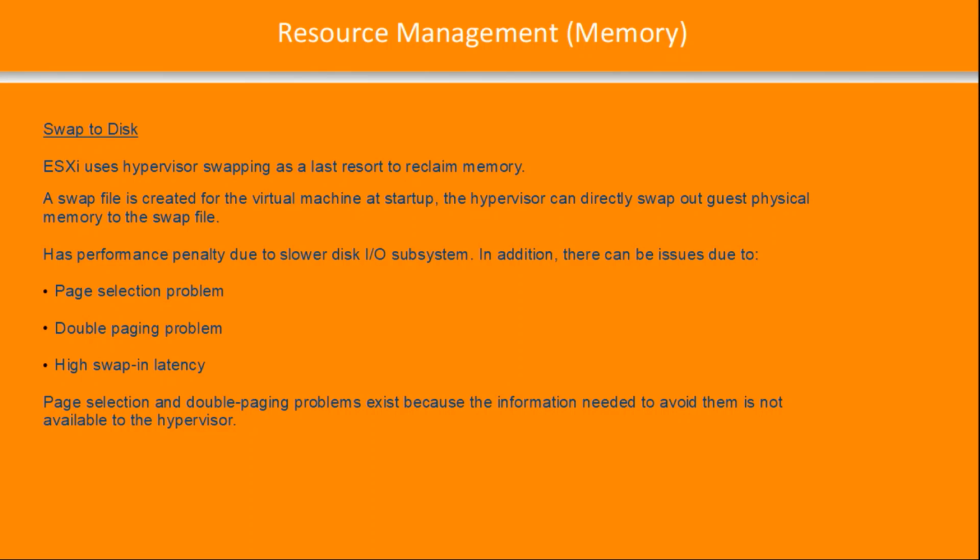A double paging problem where the virtual machine is also paging out the same memory page while the ESXi host hypervisor is doing the same. And finally, the high swap-in latency, when the same memory pages are read back from the slow disk I/O system, it results in a higher latency. Page selection and double paging problems exist because the information needed to avoid them is not available to the hypervisor.